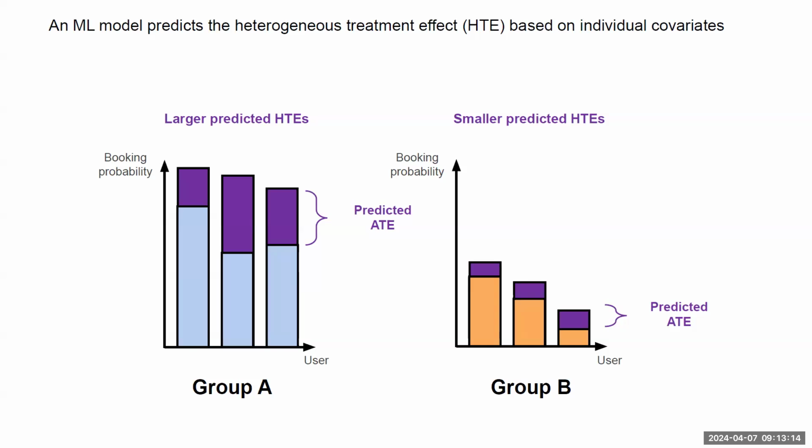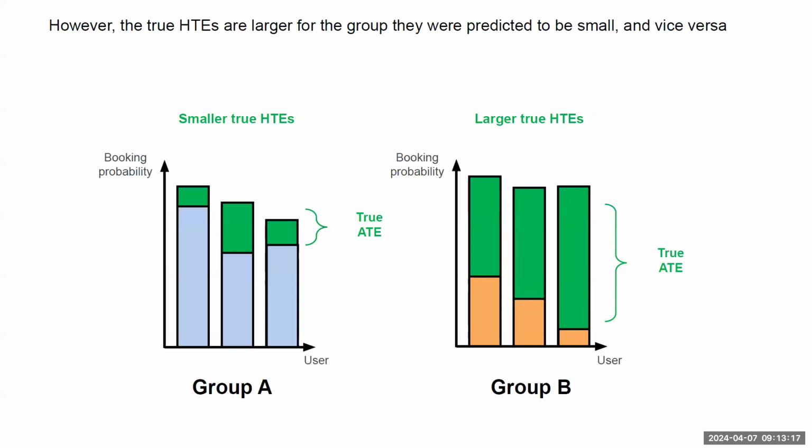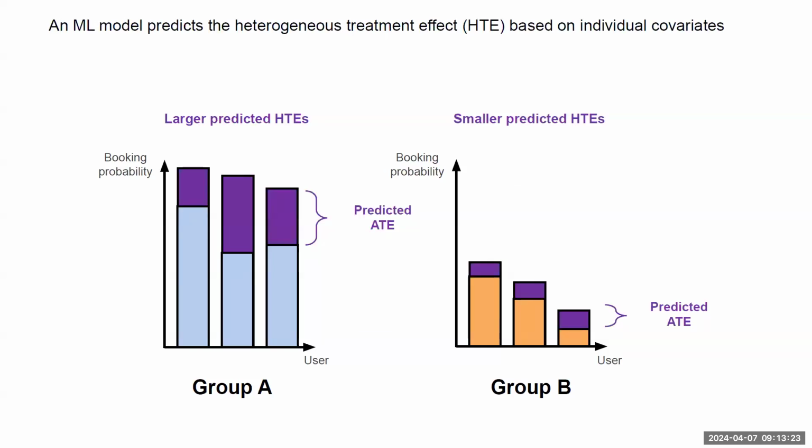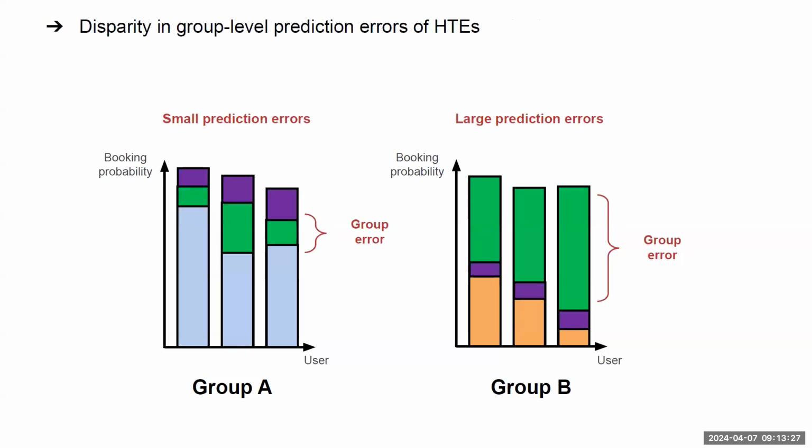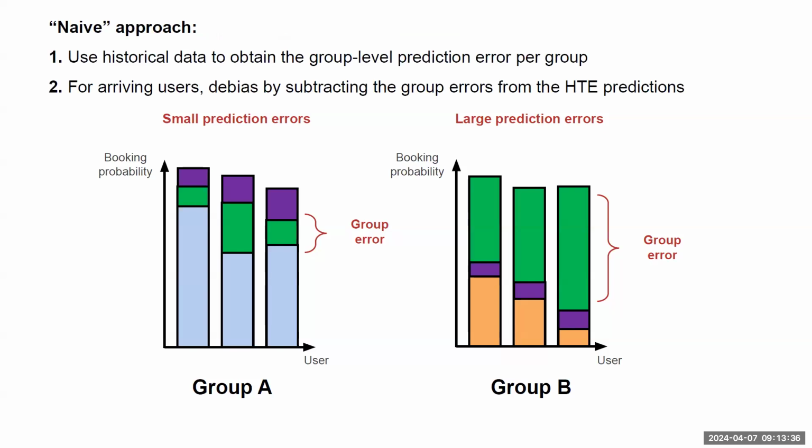Now let's assume that in truth, the true heterogeneous treatment effects are different in size for the groups from what you predicted, so you're not able to capture the truth. Then the group error in the treatment effects is completely different across groups. It varies. This is what we consider bias here. We're not able to equally characterize the heterogeneous treatment effects across groups. A naive approach would be to use historical data to obtain these group-level prediction errors, and then, once new arrivals come, for each prediction you make, you simply subtract this.